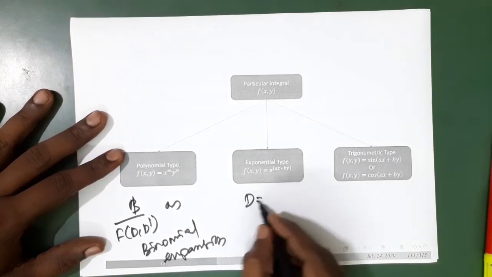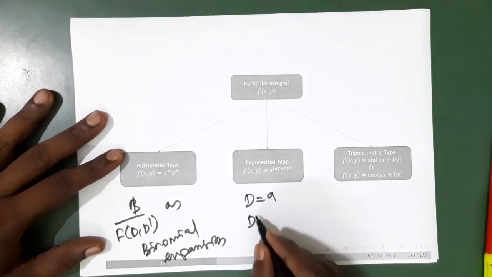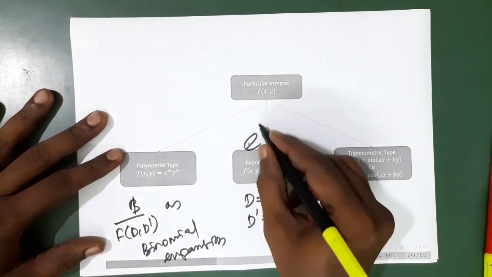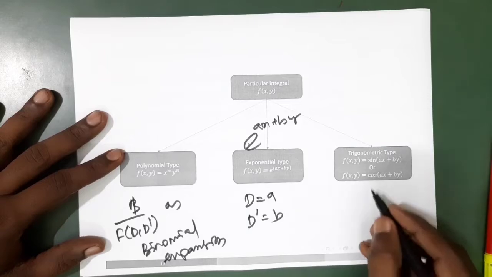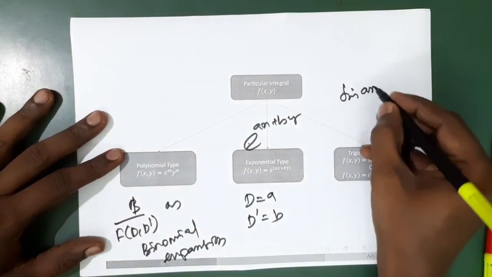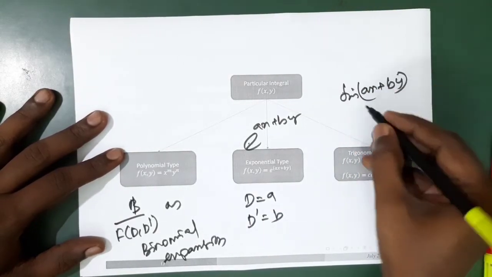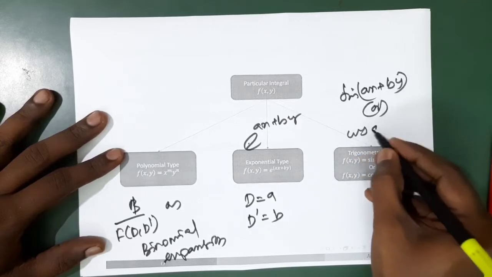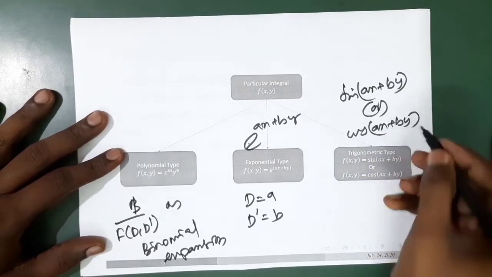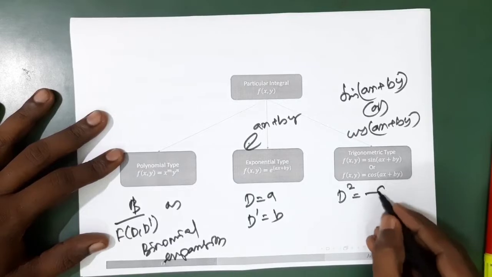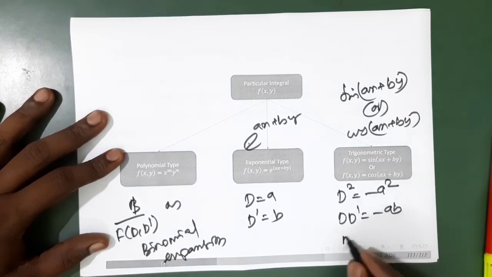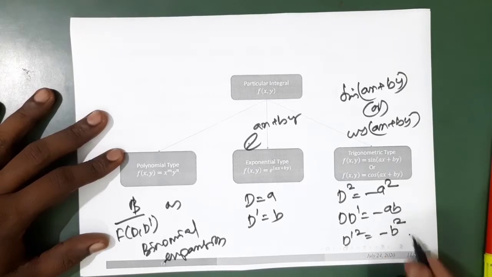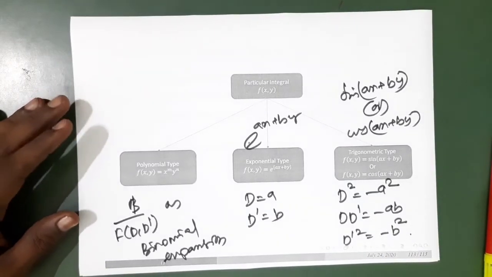And for e power ax plus by, you have to substitute D is equal to a and D dash is equal to b. For sin of ax plus by or cos of ax plus by, what you have to substitute? D square is equal to minus a square, D D dash is equal to minus ab, D dash square is equal to minus b square. This is the thing we have to substitute.